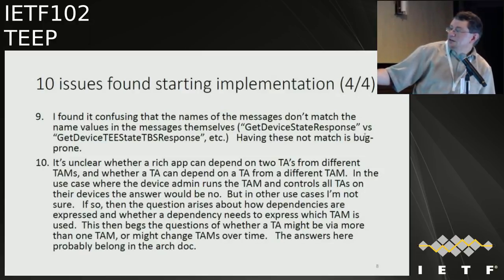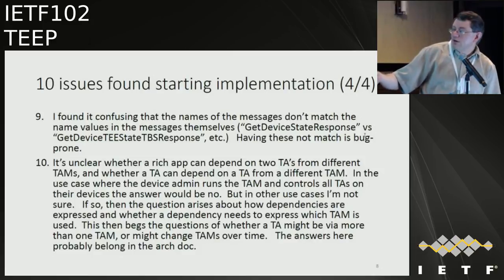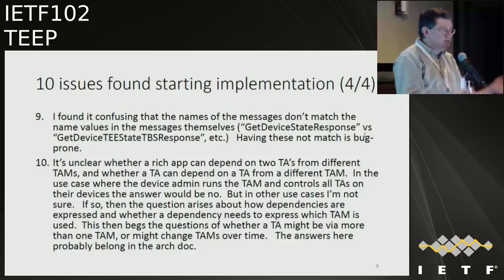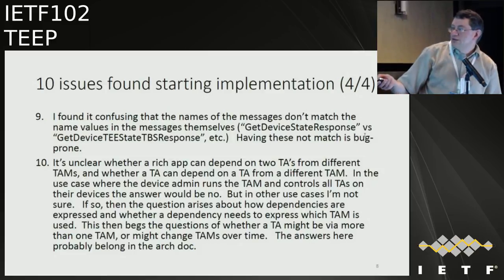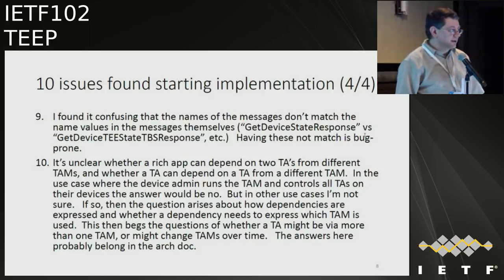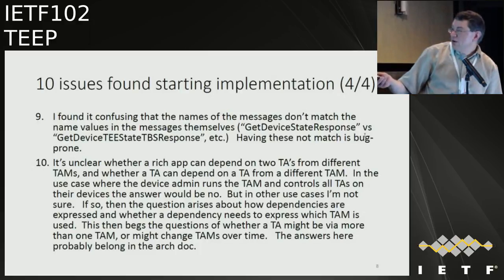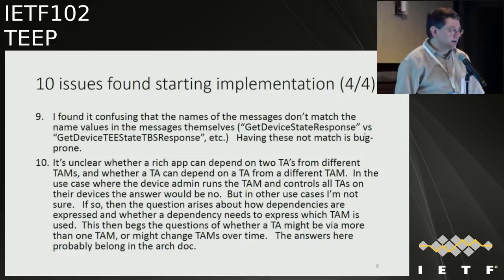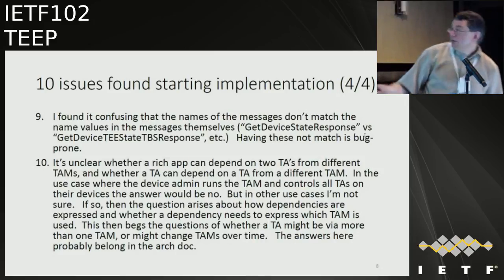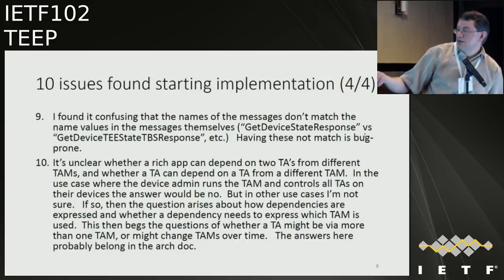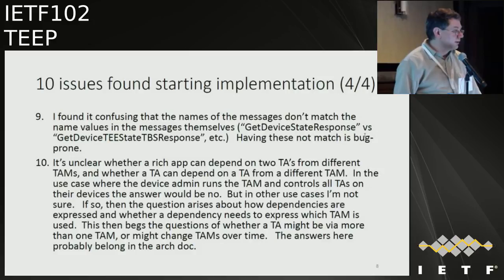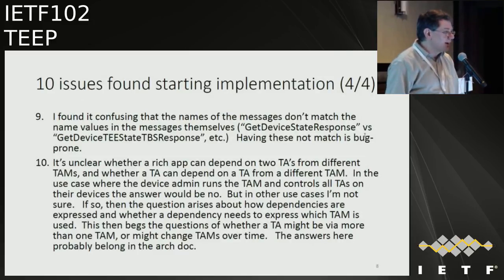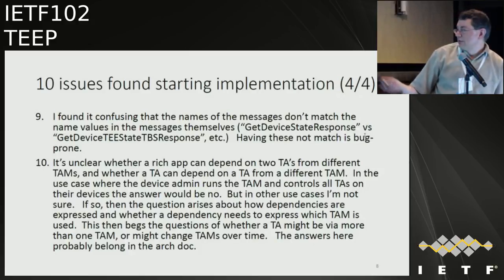And then lastly, this one is kind of architectural specific as I was thinking about how to arrange code. It is unclear in the document, at least in the places that I could find when I was looking at the time, whether a rich app is allowed to depend on TAs from different TAMs. My hypothesis is yes. And whether a TA can depend on another TA, including one from a different TAM. Where my hypothesis was yes. Now, since then, I think Ming or somebody else posted on the list that there may not be a use case for that or whatever. And so I wanted to comment on that, because this is, I think, my last slide here.